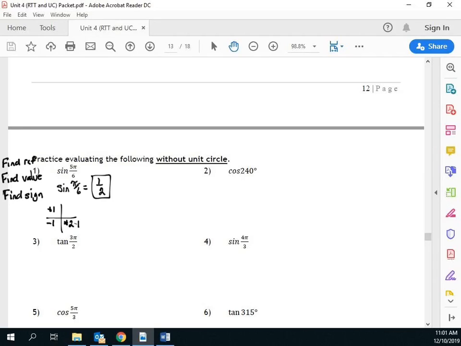Let's go on to another one. Let's look at the sine of 4 pi over 3. Go through our steps. What's the reference angle of 4 pi over 3? Don't say degrees. Keep it in radians, please. Pi over 3. What is the sine of pi over 3? Flip it over. Look at the square root.